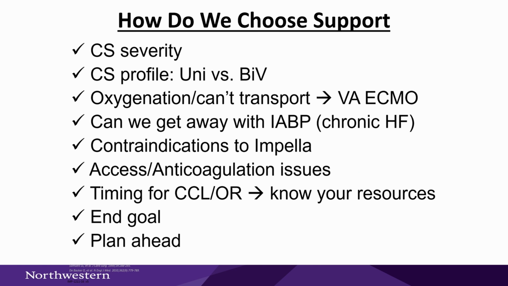So how do we choose support? So shock severity, right? This is our SCAI stages. 4-pressor shock is not going to be rescued by a balloon pump. Again, there's no SWAN number in that, right? Shock profile, is it univentricular or biventricular? There's a lot of practical considerations. If we can't transport someone, they're going to get cannulated on VA ECMO if we think they're a candidate for any temporary MCS. If oxygenation is an issue, we also pivot to VA ECMO. We often think about, can we get away with a balloon pump, right?